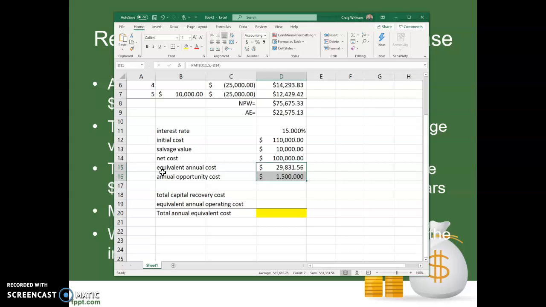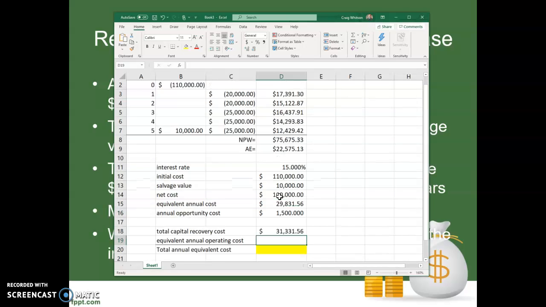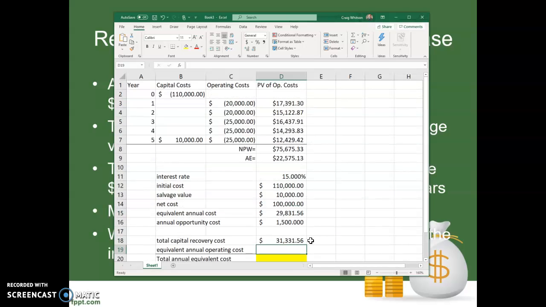And so these two terms, the annual equivalent capital cost and the annual opportunity cost, go together to make what we call the total capital recovery cost. And this is an annual cost. It's the capital plus the opportunity gives us the total capital recovery cost on an annual basis. So it's going to cost us about $31,000 a year to own this equipment.